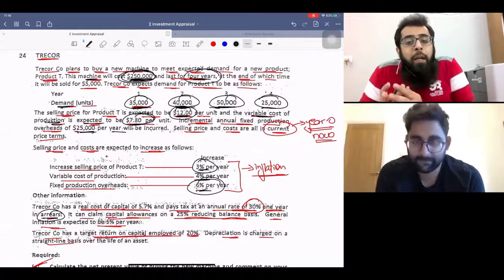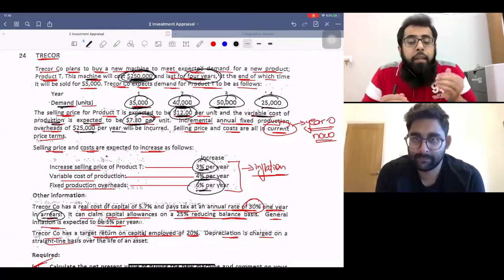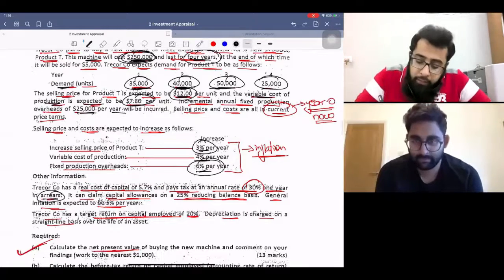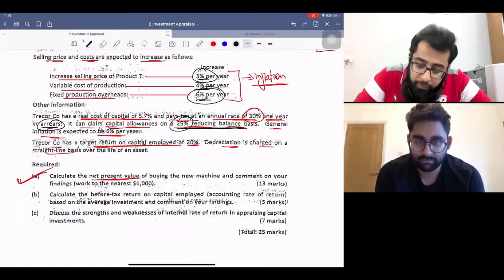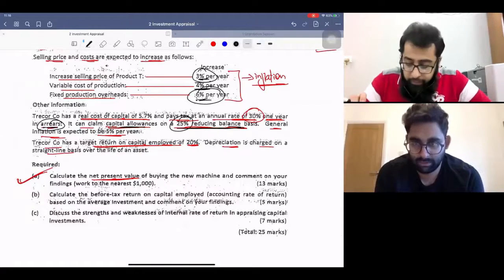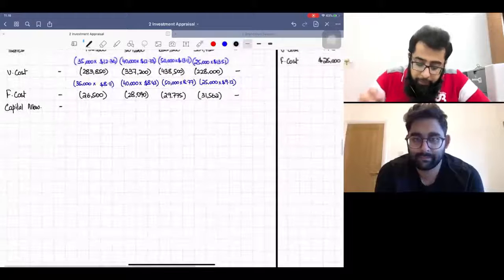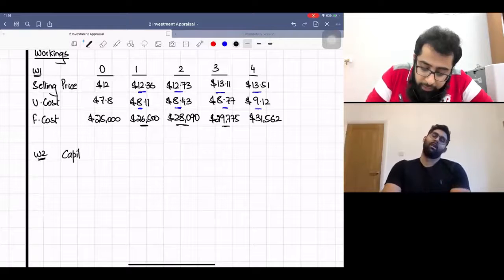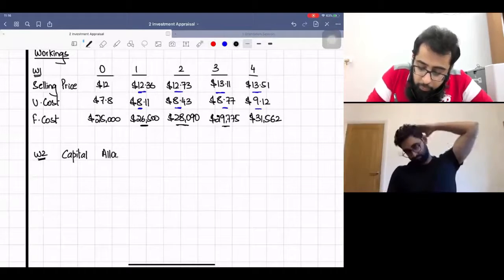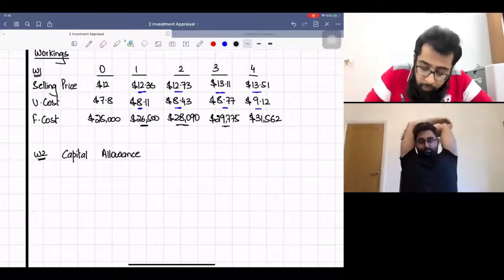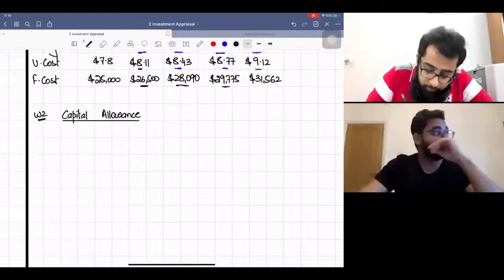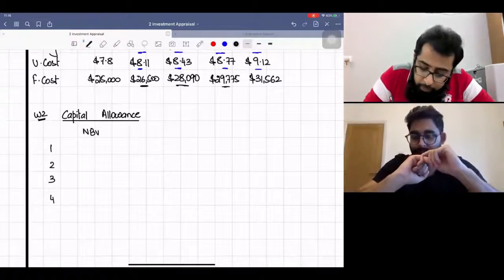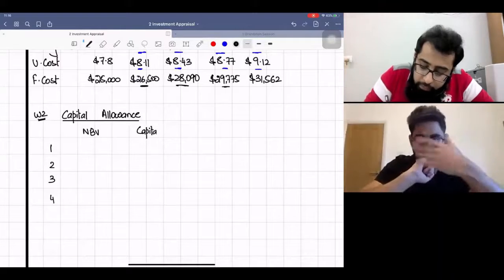But the tax department will not consider the entire investment together. They will consider it through the concept of capital allowances. Now, what is the capital allowance concept they have given? They have given 25% reducing balance basis. So for calculation of capital allowance, we have year one, year two, year three, and year four, net book value, and then you will get the capital allowance.